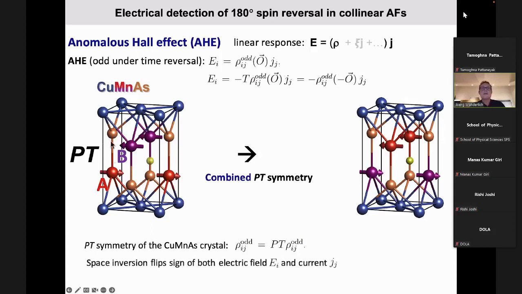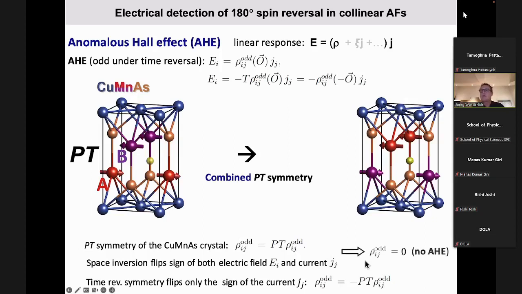On the other hand, the space inversion flips the sign of both the electric field and the current, whereas the time reversal symmetry flips only the sign of the current. And therefore, both equations are valid. And this means this anomalous Hall effect is indeed not existing in such a system by symmetry.